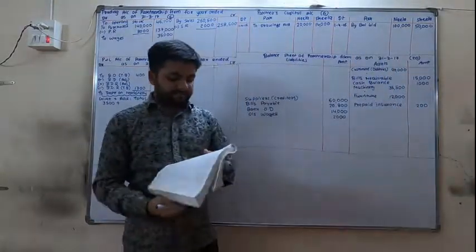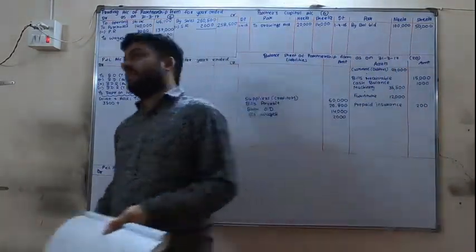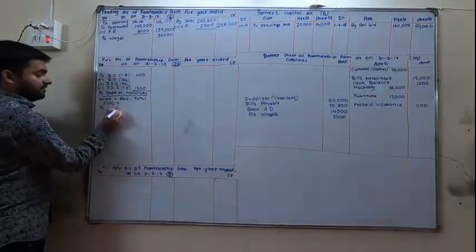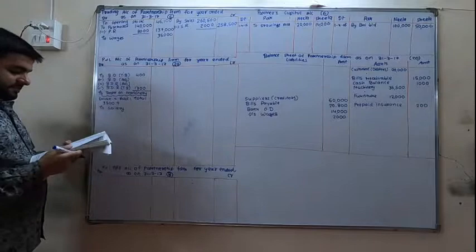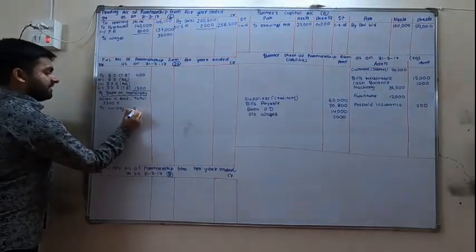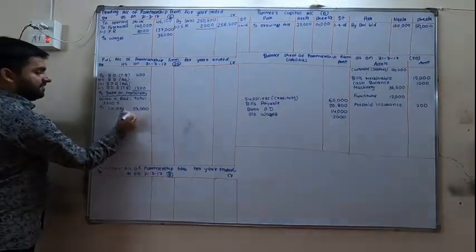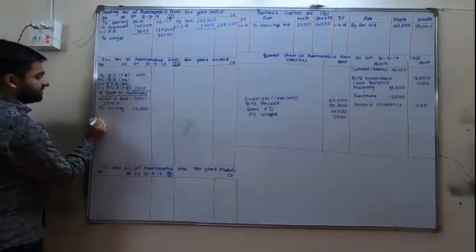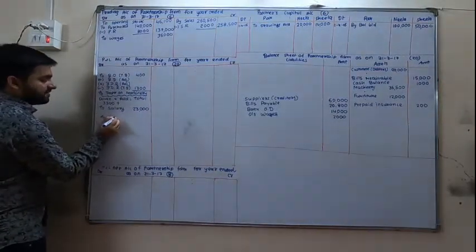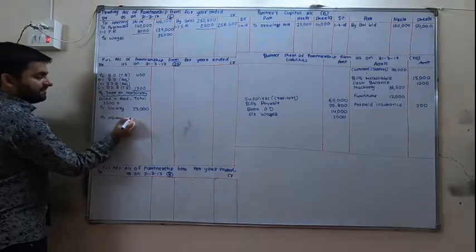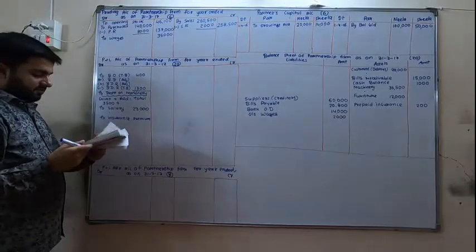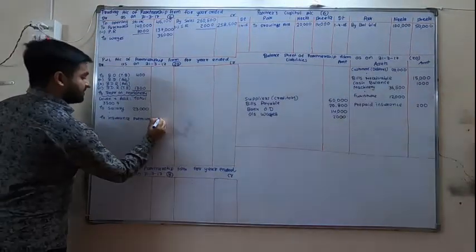Next we are having salary. Salary is our expense, it has an adjustment, so in the inner column, salary 23,000, leaving one line. Next we are having insurance premium. It is also an expense, but it does not have any adjustment, so directly in the outer column, insurance premium, we will write 2,000.